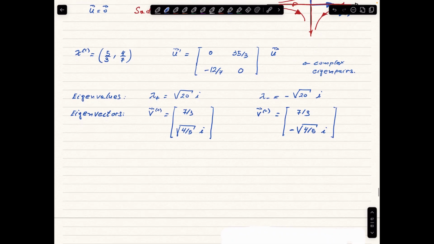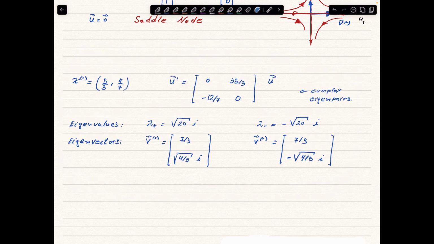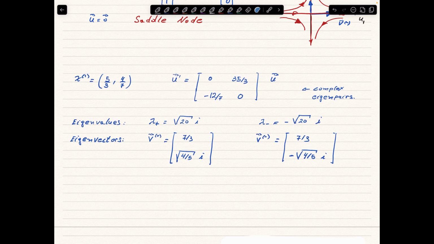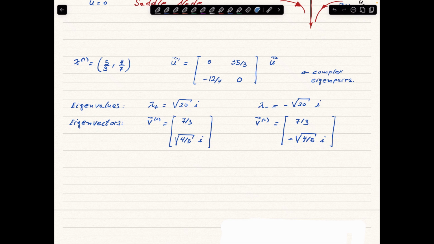And recall, if we want to do the graph of the solutions, let's make more space between the two cases so it's not all cramped up. And recall, if we want to draw the phase portrait, it's important to write the vector v plus in terms of real and imaginary parts, and here they are. The vector v plus is actually the vector 7/3, 0 plus the vector 0 and then square root of 4/5, multiplied by i.